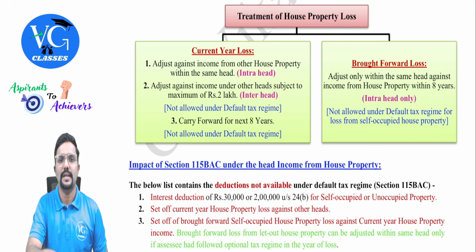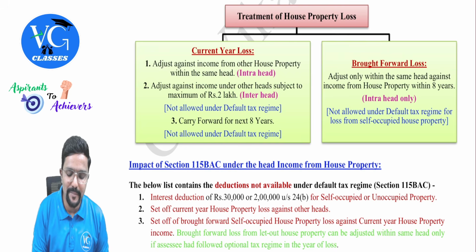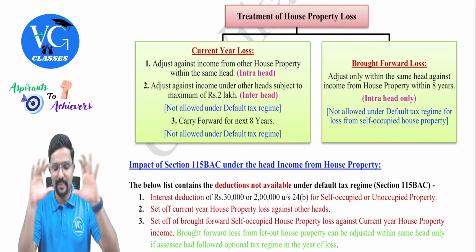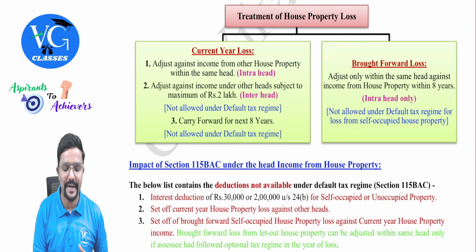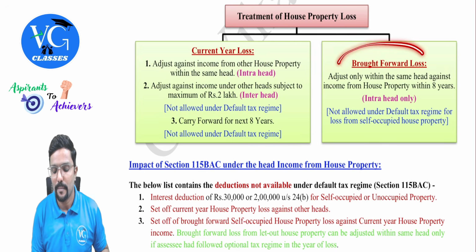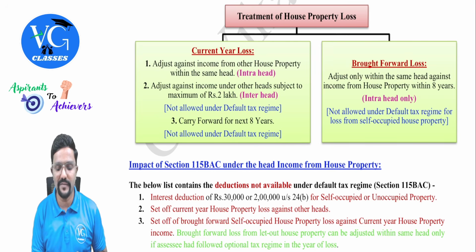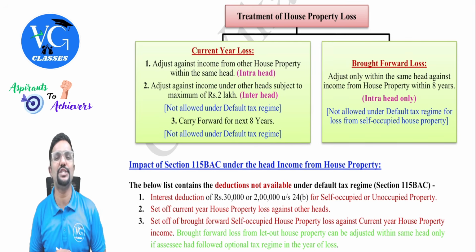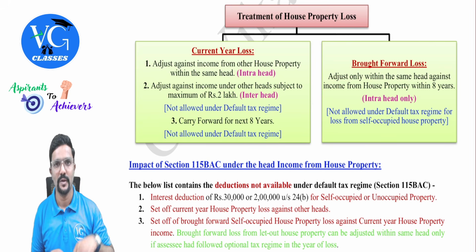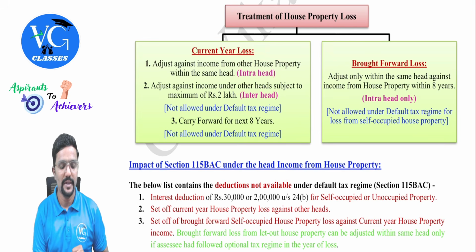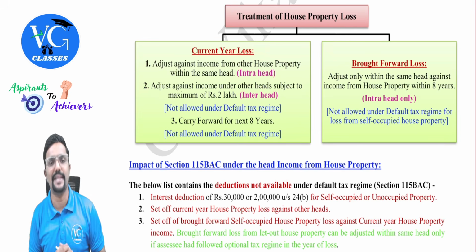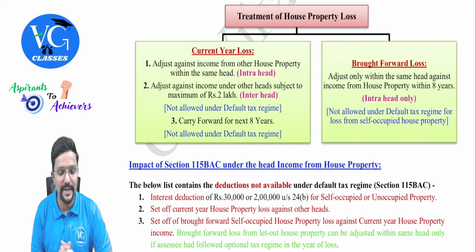Okay, done with it. Let us come to the next point: treatment of house property loss. I have presented it by way of a chart. Let us learn it, guys. When it comes to loss, there are two categories of loss: current year loss or brought forward loss. Whatever we carry forward from the current year, for the next year we call it brought forward loss. So for current year loss, we have both options: intra-head, within the head, and inter-head, that is against other heads. Yes, sure. We will try to understand.